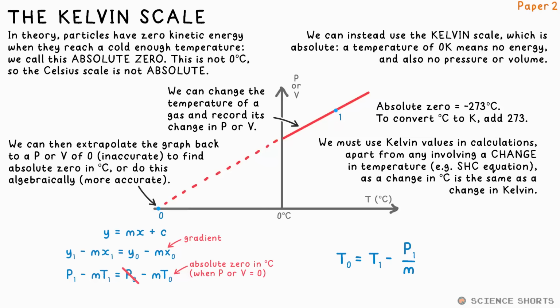You always have to use Kelvin when dealing with calculations involving temperature. The only exception is SHC equations because that's a change in temperature. A change in degrees C is the same as a change in Kelvin.